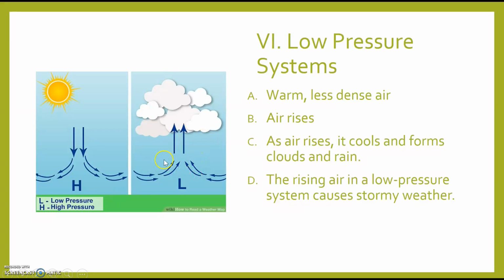The rising air in a low pressure system causes stormy weather because it's bringing up all that moisture. And we'll talk more next week about what happens in your clouds to make the stormy weather. So you have your high pressure sinks, low pressure rises, beautiful clear days, cloudy, rainy days.